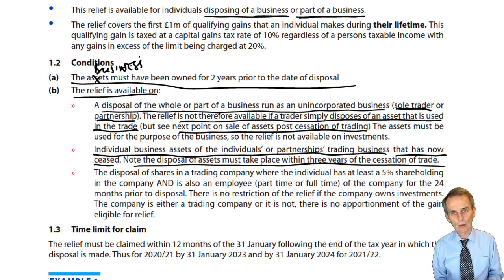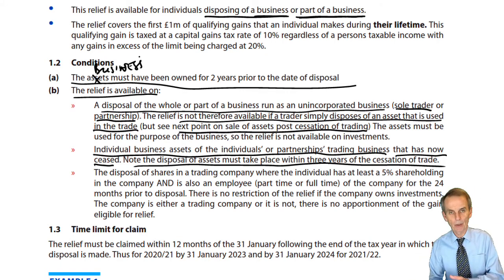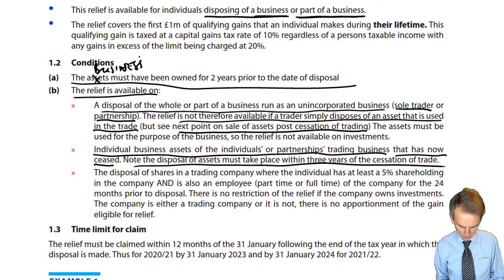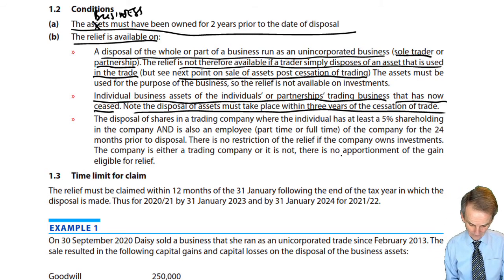So owners of unincorporated trades, whether outright as a sole trader or partly as a partner in a partnership, on the disposal of the business, yes, a 10% business asset disposal relief tax rate will be available to you. Again though, the business has to have been owned by the individual for at least 2 years.